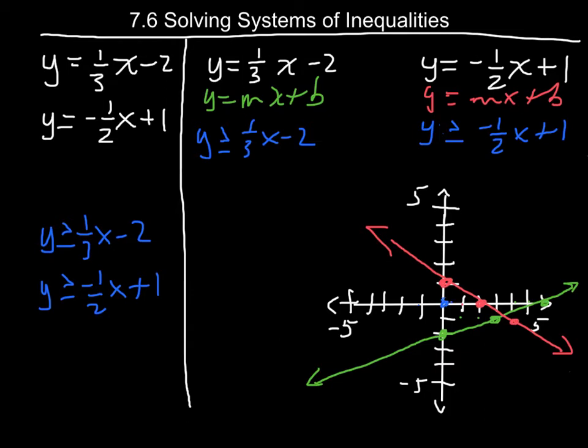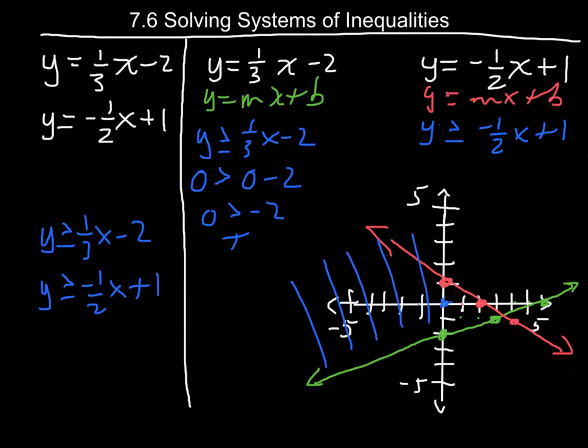So for this first one here, I'm going to test 0 is greater than 0 minus 2. And the reason that I've just put a 0 here is because 0 times 1/3 is 0, so we should be able to do it that quickly. So then what we end up with is 0 is greater than -2, and that is true. That means that this side of my green line is true.